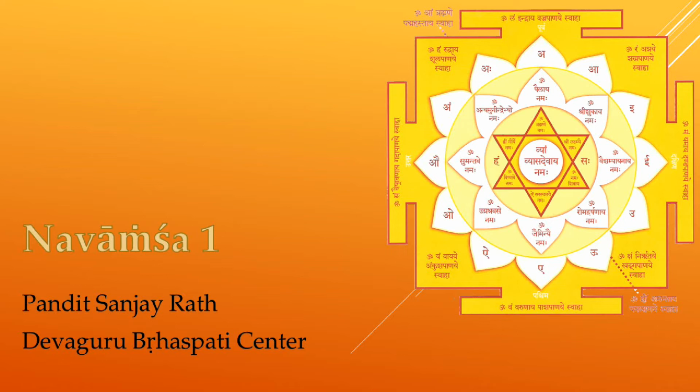Can we have your chart? Okay, just the Rashi chart. You can see the Lord of Lagna is Venus. And this Venus has an exchange with Ketu. Now let's see the Navāṁśa position of Venus. Venus is in Libra, own sign, and it's extremely well placed over there.